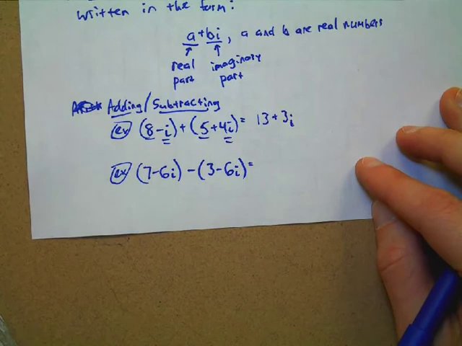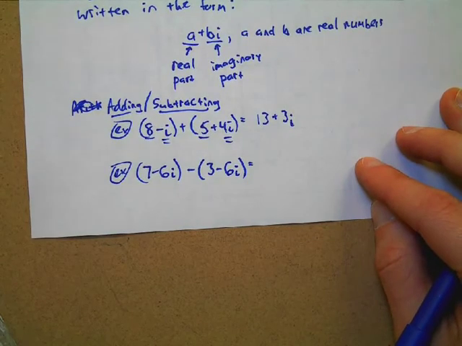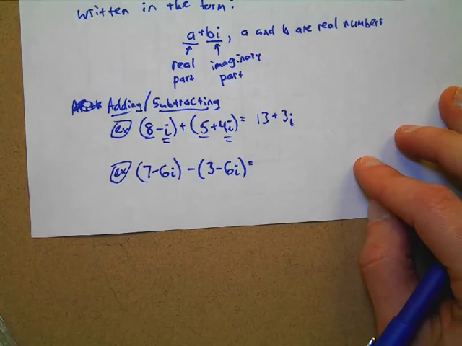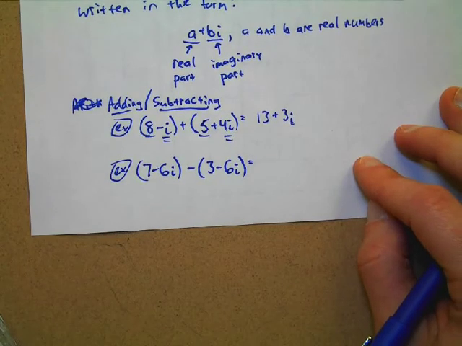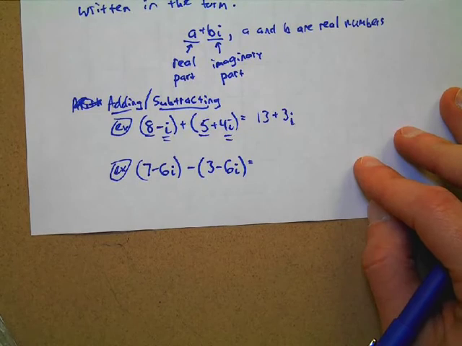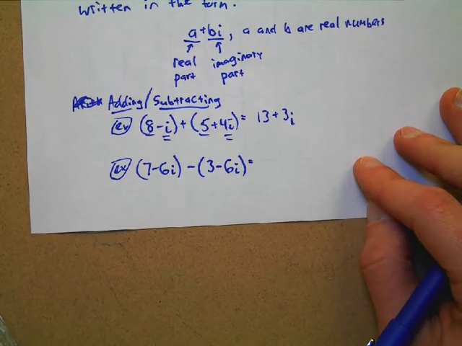This is combining like terms. That is exactly it. Combine the real parts, the 8 and the 5, add together, make 13. Combine the imaginary parts, negative i and 4i, combine together, make 3i. This is like adding polynomials. That's all there is to it.